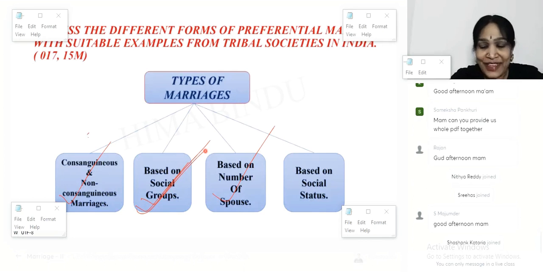I don't have any problem. Okay, so that is what is exogamy, endogamy, right? Then next one, based on social status. If that is clear, then let us come to the last classification, based on social status.